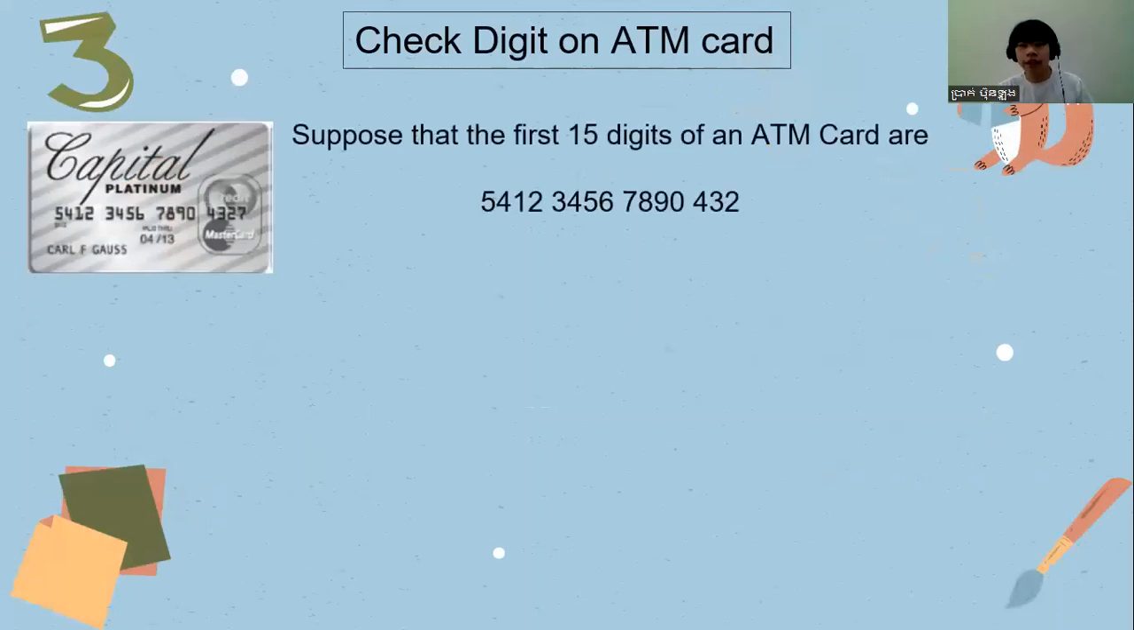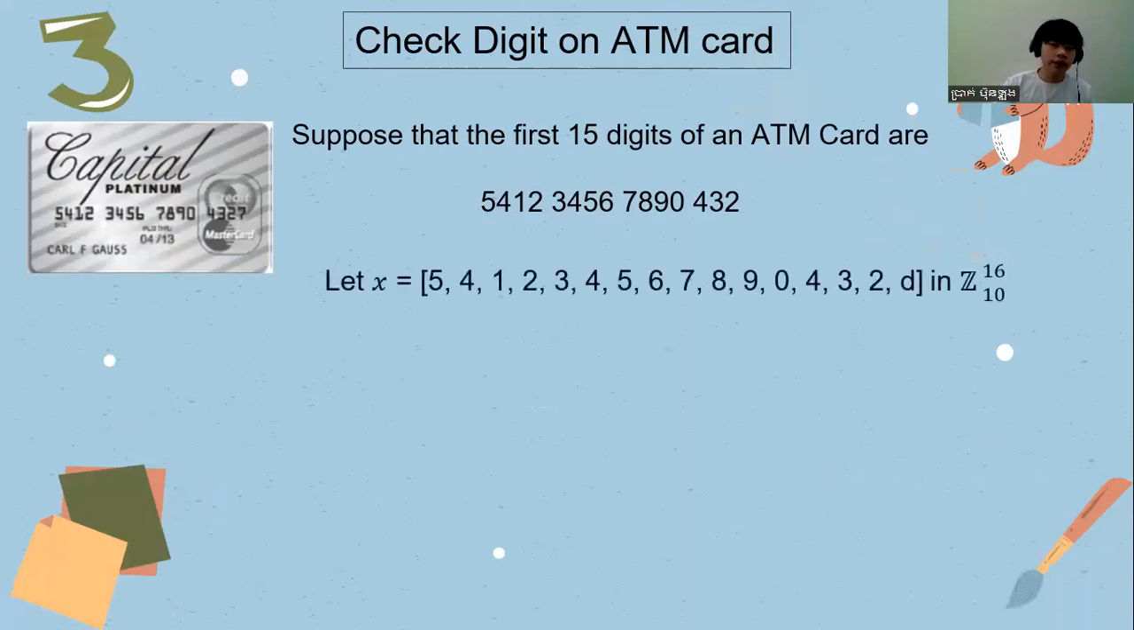Suppose that the first 15 digits of the ATM card are 5, 4, 1, 2, 3, 4, 5, 6, 7, 8, 9, 0, 4, 2, and the last one is the check digit. Let X be a matrix of the first 15 digits, 4, 1, 2, 3, 4, 5, 6, 7, 8, 9, 0, 4, 3, 2, and then D is the last digit.